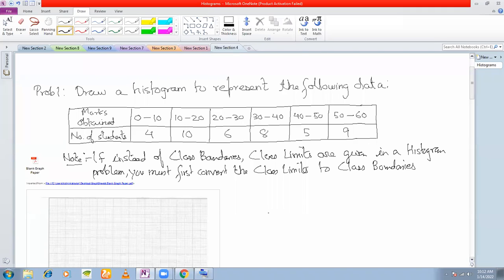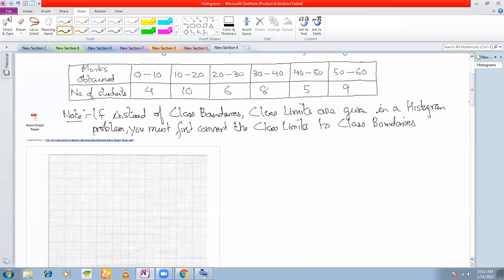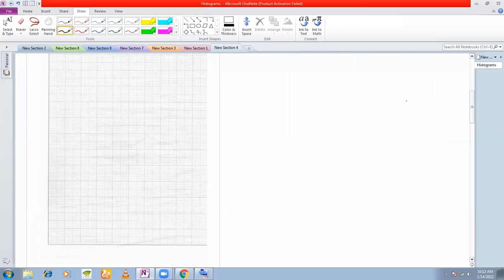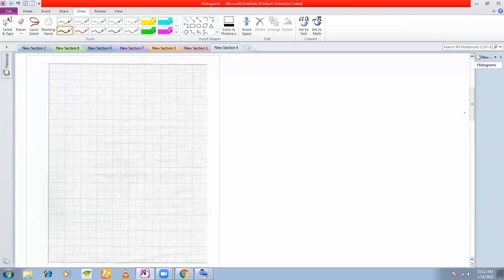Okay. Now let's see how to draw a histogram. This is something that is very easy, nothing too difficult. First of all, while drawing a histogram, you must make your axis of coordinates. Okay. So how do you make your axis of coordinates? If you see, this is your graph paper. You can see the squares, right? Are the squares visible to you? Yes, sir.